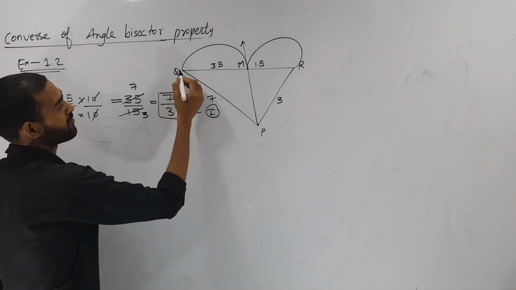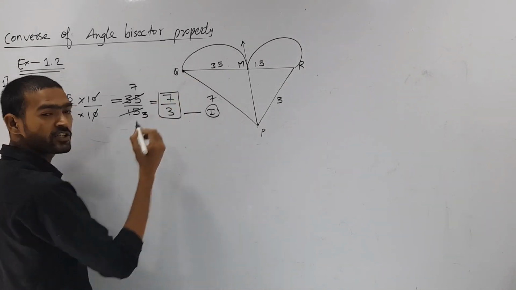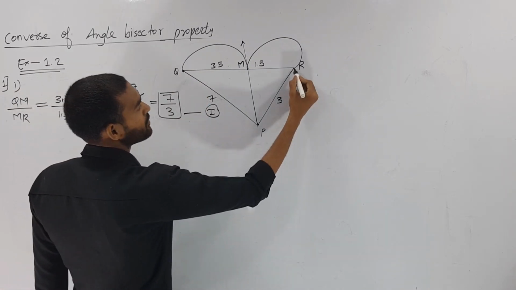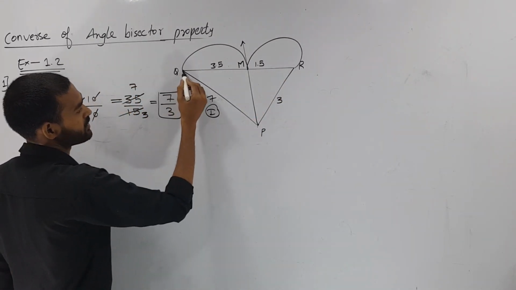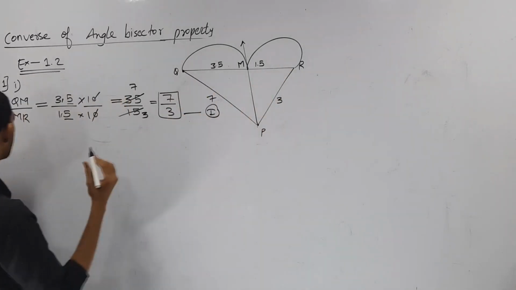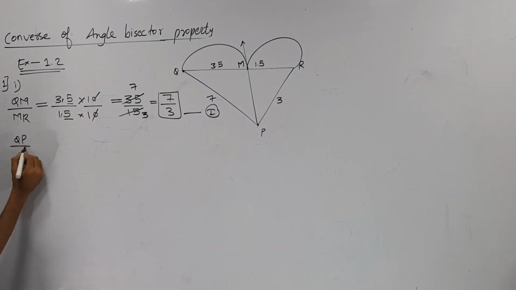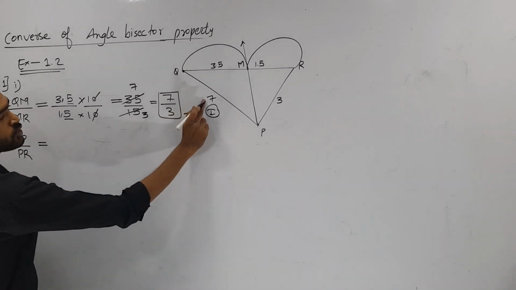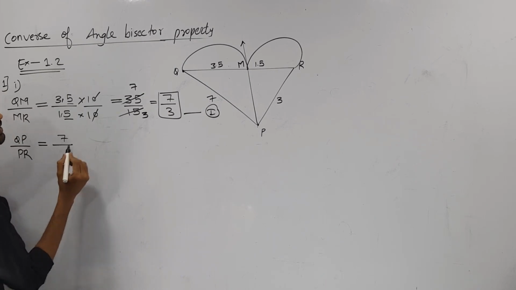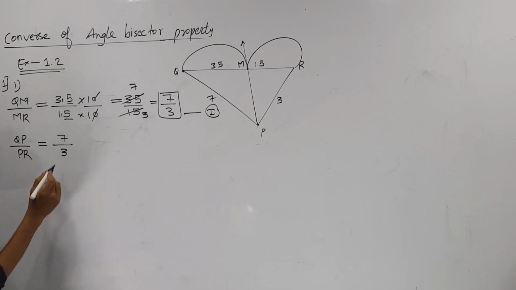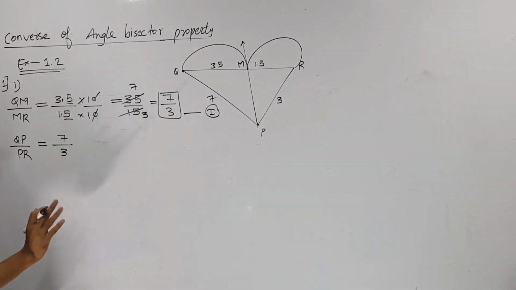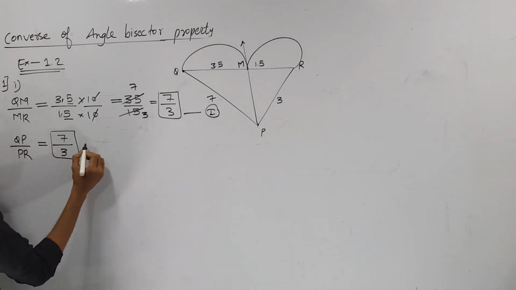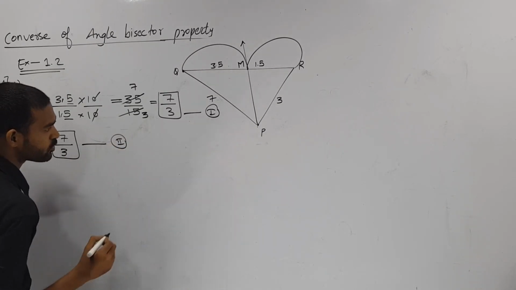Now again we'll start with point Q. Now we'll write QP upon PR. Let us begin. QP is 7 and PR is 3. Can we solve them further? No. So this will be my final answer, 7 upon 3. That is equation number 2.